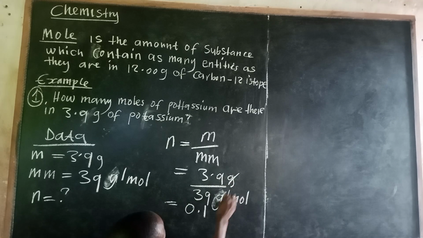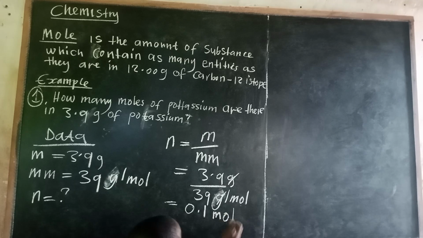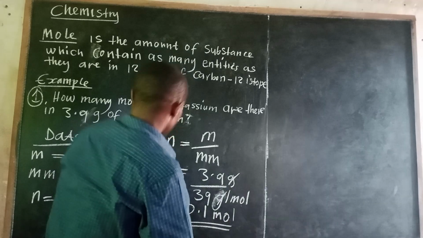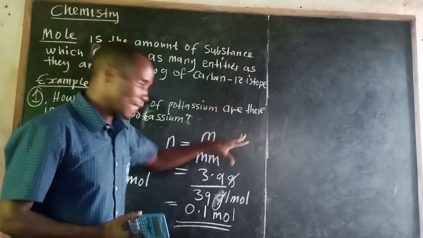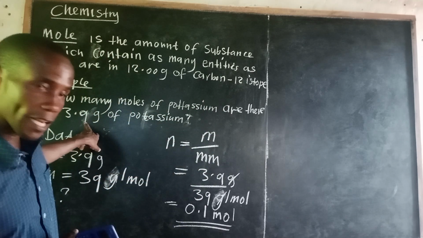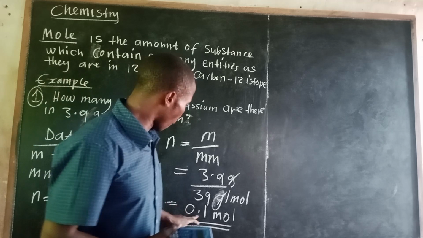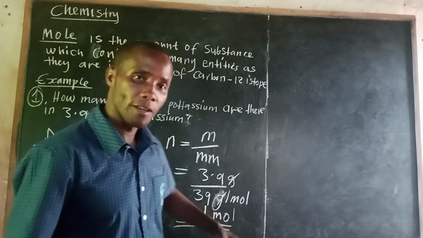This g and this g per mole will go. So we are going to remain with the mole. Hence the answer: the number of moles in potassium which has this mass is 0.1 mole.